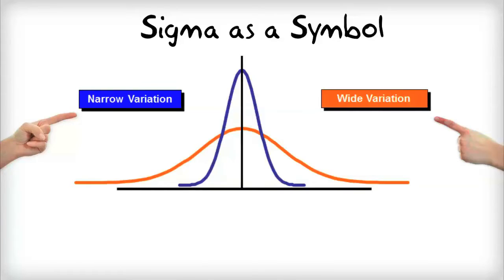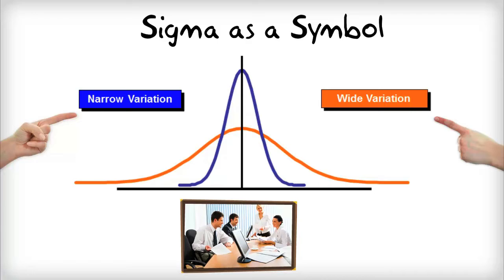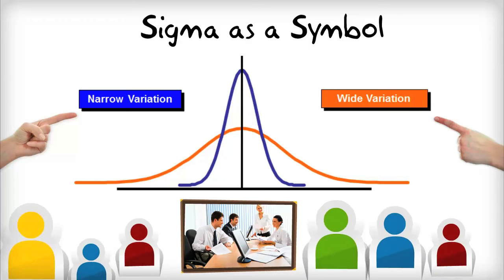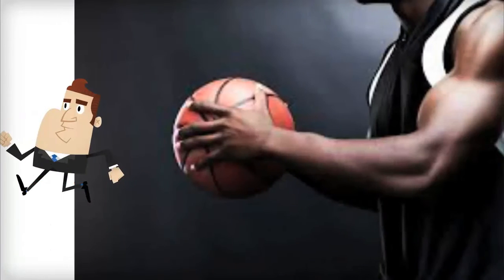For example, if you took the height of 10 people in your department, would you expect large or narrow variation? What if you measured an 11th person's height and that person was a professional basketball player? Would that widen or narrow the variation?